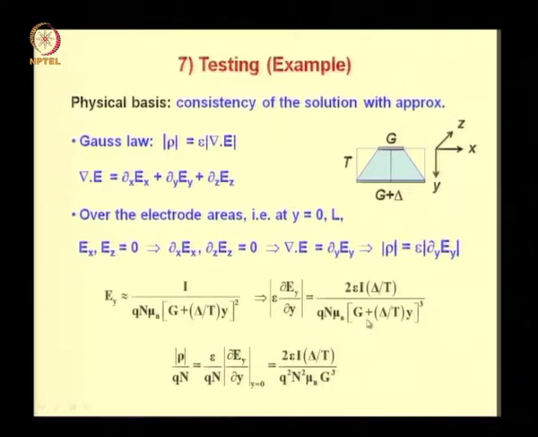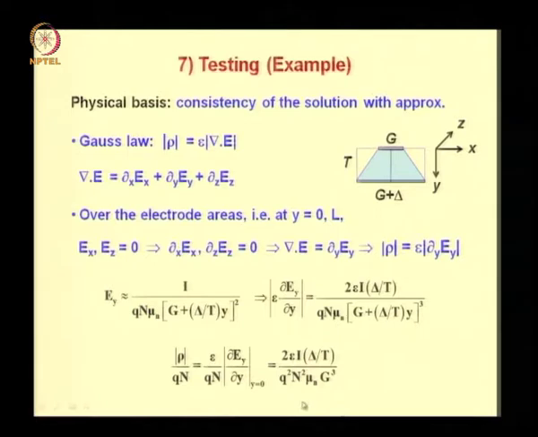So you take this formula and then divide by q times n and set y equal to 0. So when you set y equal to 0, the delta by t term vanishes in the denominator. So that is why you have only g cube here from this expression.